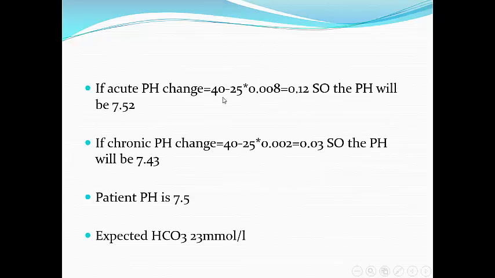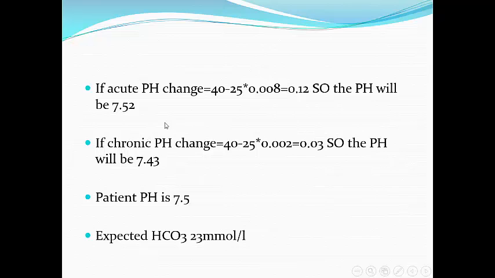If acute, the increase in pH will be high. It will equal the change in the PCO2, 40, which is normal, minus the patient's PCO2, multiplied by a big value, reflecting the magnitude of change. So the pH will be 7.52. We add this to normal 7.4.